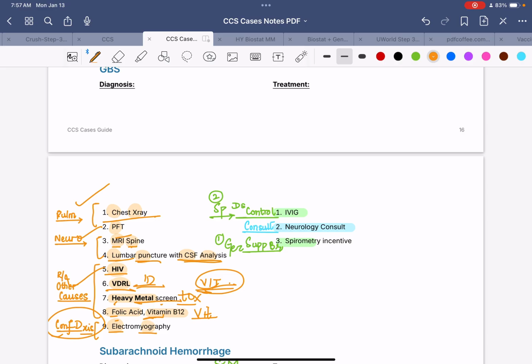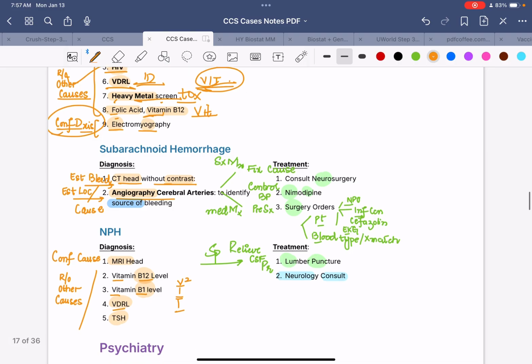Then we are going to do, of course, the general supportive measures if the patient can't breathe: the airway, breathing, and the circulation, along with incentive spirometry in order to improve his breathing. Next off, we have the specific disease control. If it is established that it is in fact GBS, we are going to give him IVIG and of course consult neurology since it's a neurological case.